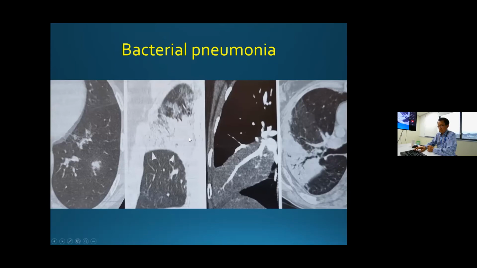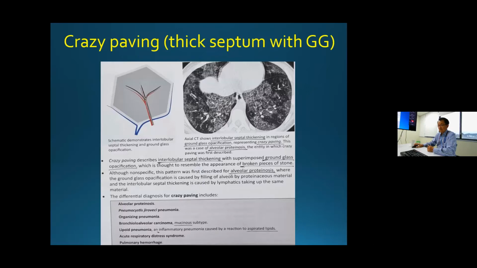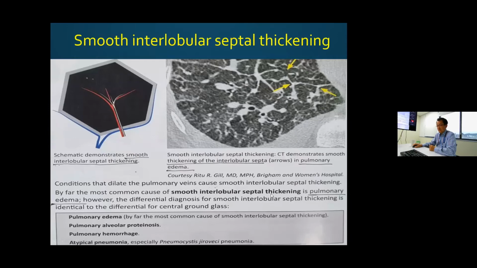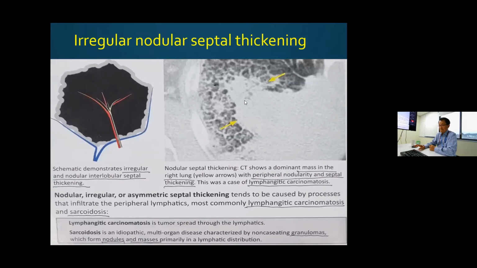And this is the so-called crazy paving, where the septum is thick, together with ground glass. Alveolar proteinosis, a rare disease, often shows this kind of shape. A thickened septum, smooth or irregular, makes the differential diagnosis. Again, there's pneumonia, alveolar proteinosis, or edema, hemorrhage, that kind of thing. An irregular nodular shape is often sarcoidosis or carcinomatosis. Carcinomatosis is a little irregular.